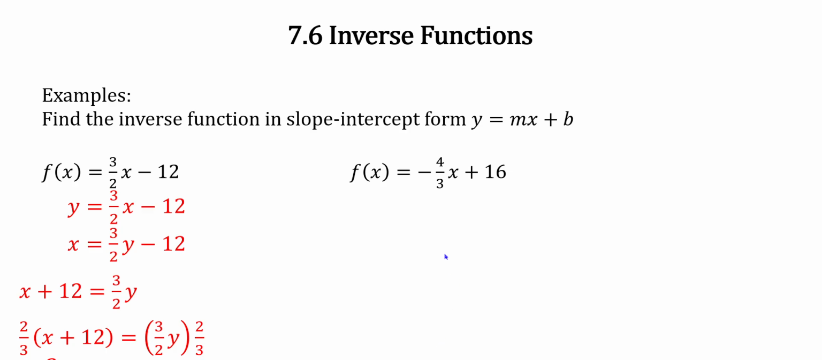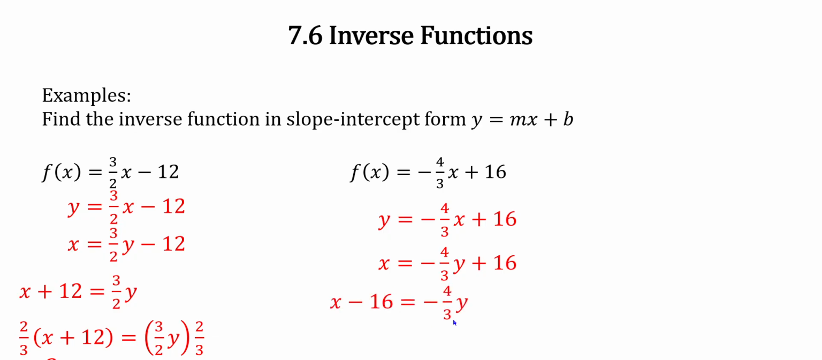Okay, you give this one a whirl, pause it here, come back and check your answers. Okay, change f of x to y, switch x and y. I'm going to subtract 16, multiply both sides by negative 3 over 4. This will become just y. Distribute that out. You get negative 3 over 4 x plus 12. So f inverse of x is negative 3 over 4 x plus 12.